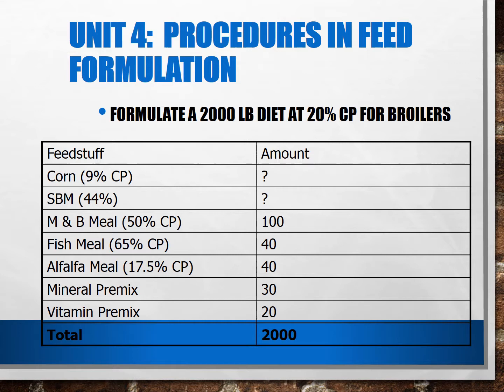So if you get stumped on it, we'll work on it in class, and don't let it frustrate you. But we're aiming for a 2,000-pound mix, and so the question marks there are how many pounds of corn are we going to need, and how many pounds of soybean meal are we going to need to put in this ration in order to complete that 2,000-pound mix.